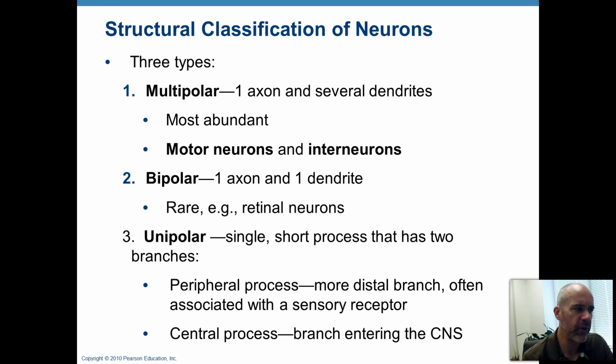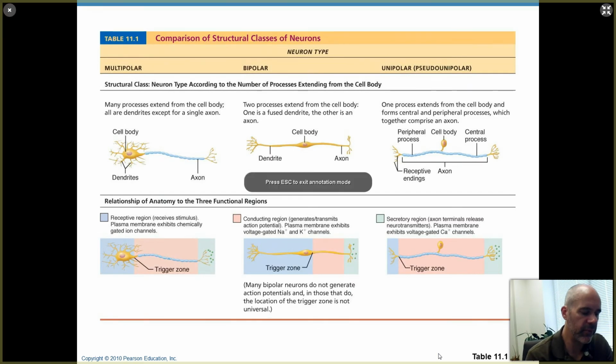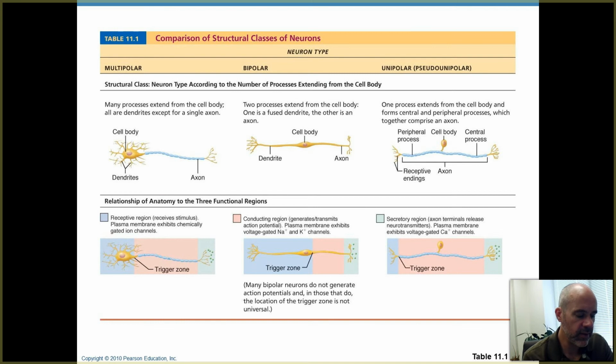And I just realized that under unipolar, I've got "single short process." I'm not so sure I agree with the short part there. I probably would scratch that out, because some of those processes are not going to be short, as we'll see. Okay, so here's a table from your textbook, which is just showing you some examples of these different types of neurons. Here's multipolar.